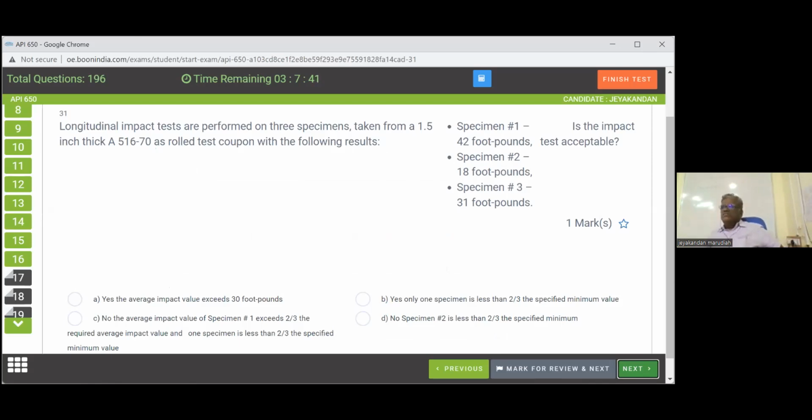So one reject answer is correct, but your reason is wrong. See what the code says: one specimen can go below average. Here the average is 30. Only one has gone below average, that is no problem. But it cannot go below 2/3 of the average. 2/3 of the average is 20, so it is 18 that is rejected.